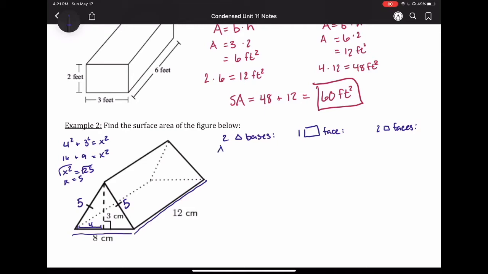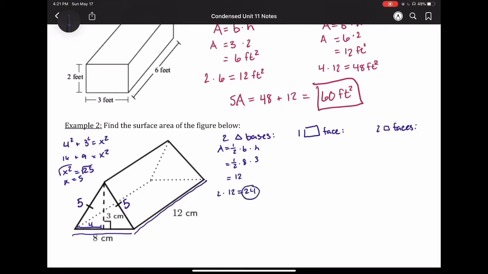I have area is equal to 1/2 times base times height. The base of this triangle is 8, so that gives me 1/2 times 8 times the height of the triangle, which is 3. 1/2 of 8 is 4. 4 times 3 is equal to 12. So I have 12 for my area of one triangle, but there's two of them. So I'm going to go ahead and say 2 times 12 is equal to 24, and then we will come back to that number.